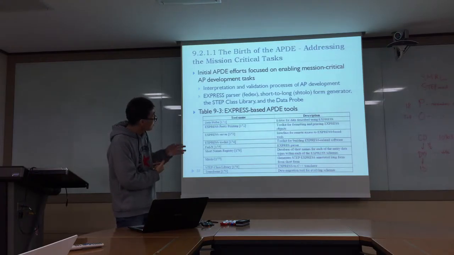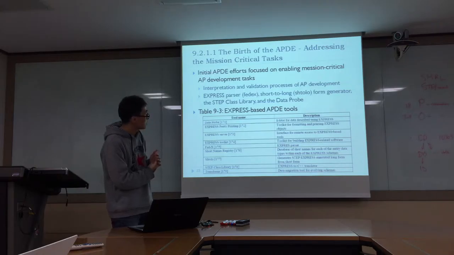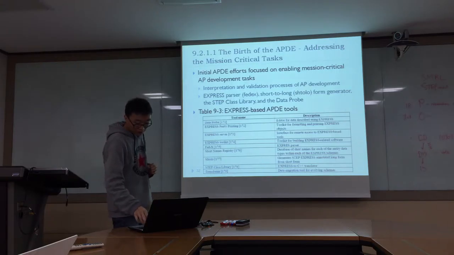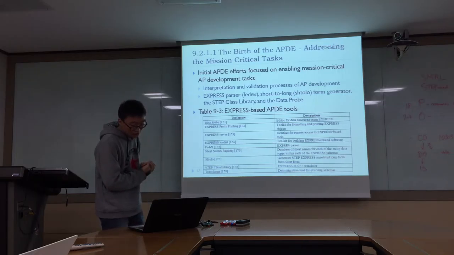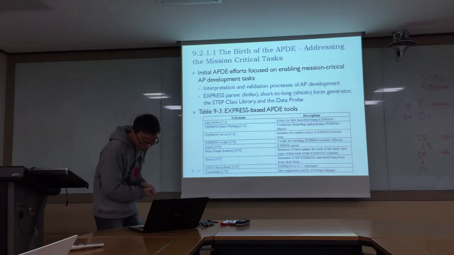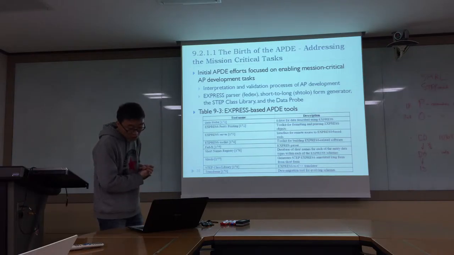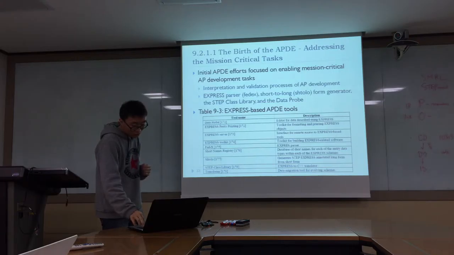For the second column on the right, those are the descriptions for each tool. For example, the first, the express server, is kind of an interface for remote access to express-based tools. For short to long, it generates STEP express annotated long form from the short form, and also FedEx is kind of like an express parser.